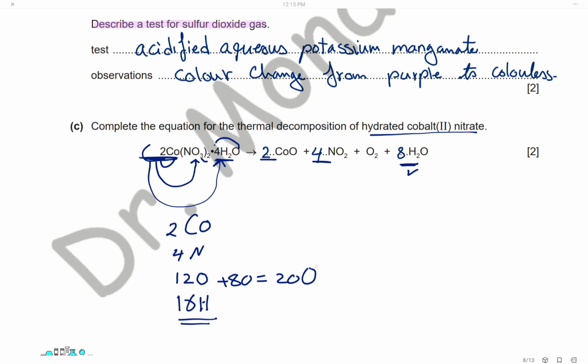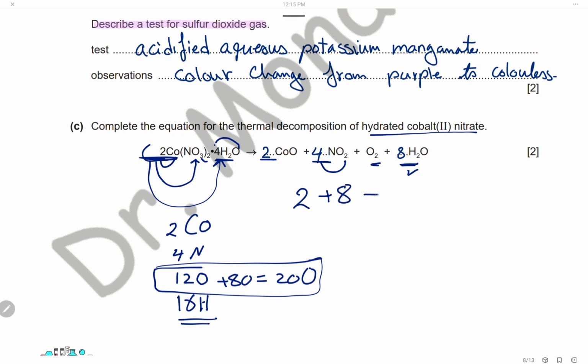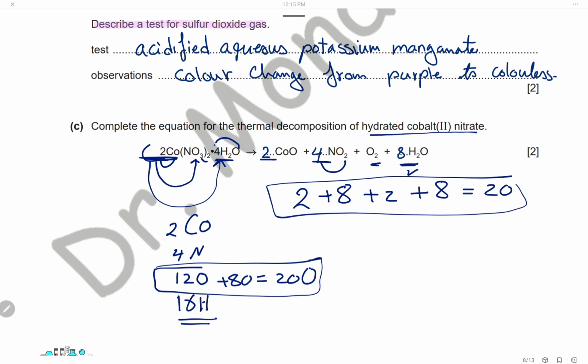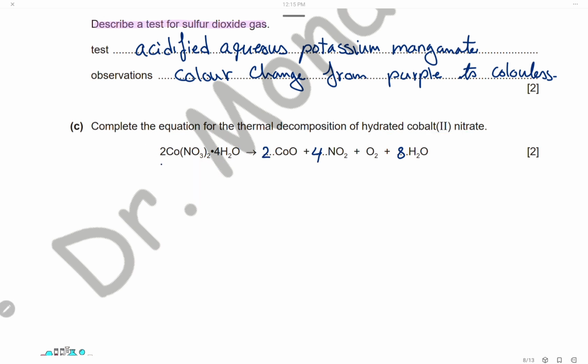Now if we count oxygen on the left side, it will be 20 oxygen. Let's count it on the right side. We have 2 in cobalt oxide, 4 times 2, that means 8 oxygen, another 2 here, and 8 oxygen in the water molecules. Now we have 20 on the right side, so oxygen is balanced automatically when we keep it to the end. Now we balance the equation: 2 in front of cobalt oxide, 4 in front of nitrogen dioxide, and 8 in front of water molecule.